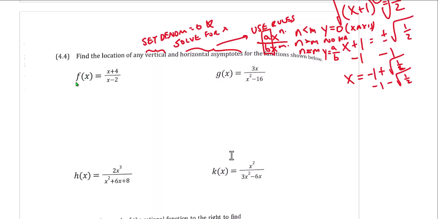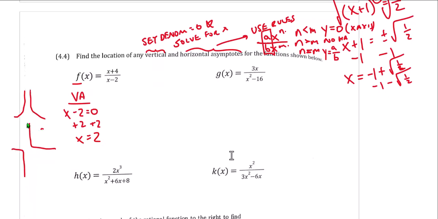So for instance, in function f here, for the vertical asymptotes, we set the denominator equal to 0. We solve for x. There's our vertical asymptote. This function will have a vertical asymptote at x equals 2. So you will see this function doing something like that or something like that. And that line where the two halves of the graph sort of are separated from each other will be at x equals 2.